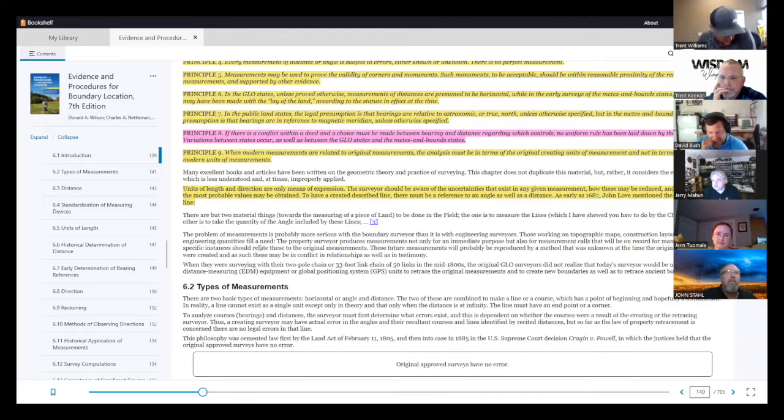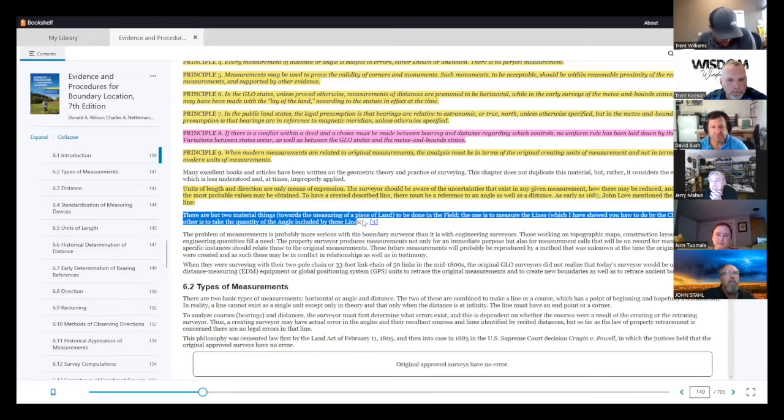As early as 1687, John Love mentioned the two elements of a line. There are but two material things towards the measuring of a piece of land to be done in the field. The one is to measure the lines, which I've showed you how to do by the chain, and the other is to take the quantity of the angle included in these lines.